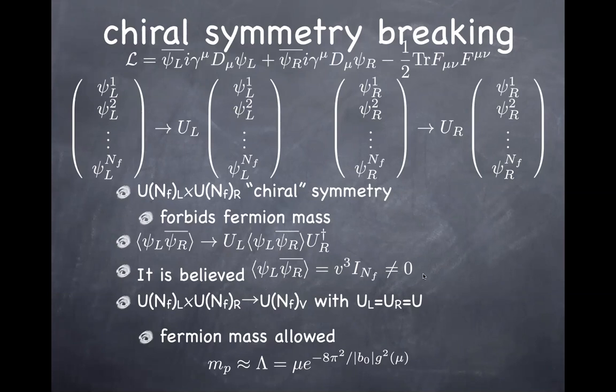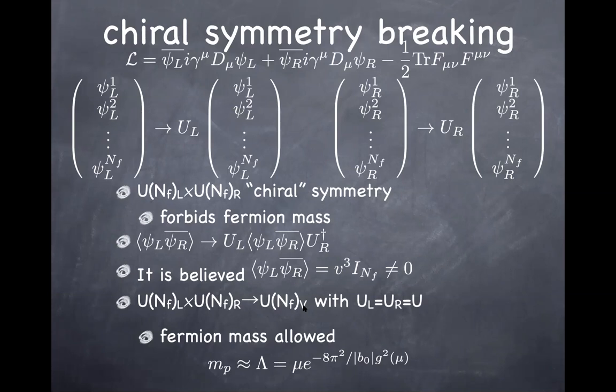And the only thing that remains is to take U left and U right to be the same matrices. If U left and U right are the same matrices, then this expectation value, which is proportional to the identity matrix, would remain invariant. So what we say is that U(N_F) vector symmetry is unbroken. And the notation of what's meant by vector is to take left and right to be the same. So this is vector instead of axial vector.